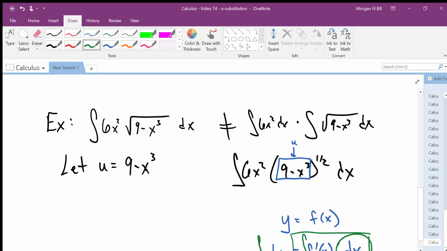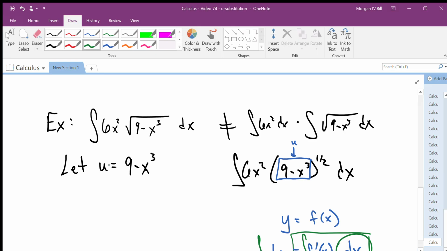If I'm going to do a u substitution, I have to turn everything into u's. So I need my functions to all be in terms of u that I'm integrating, and instead of dx, I need du. I need to do the antiderivative of the u function with respect to u. So I need to change not just the 6x squared square root of 9 minus x cubed, all of that into u's, I also need to change the dx into a du. Here's what you do to do that. We're going to use that differential form again.